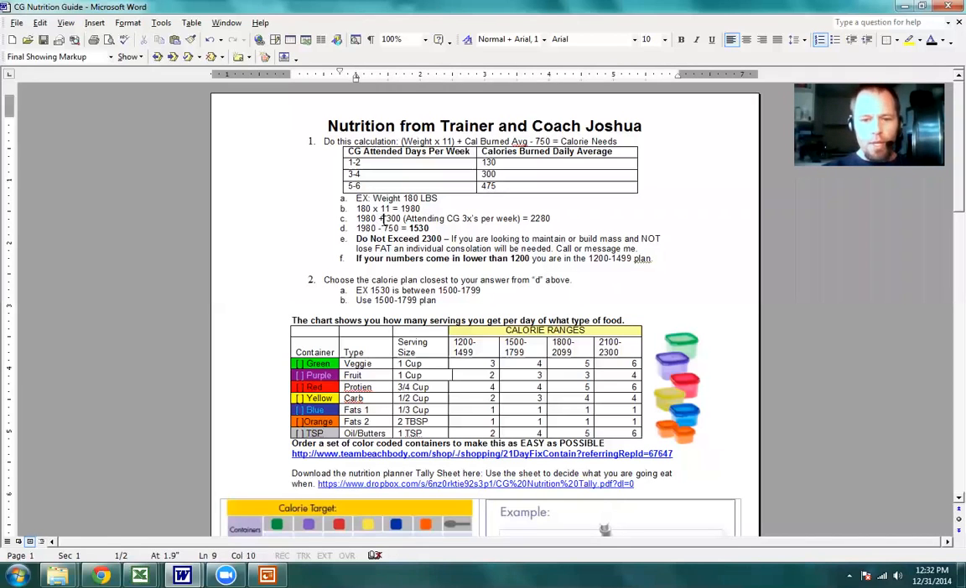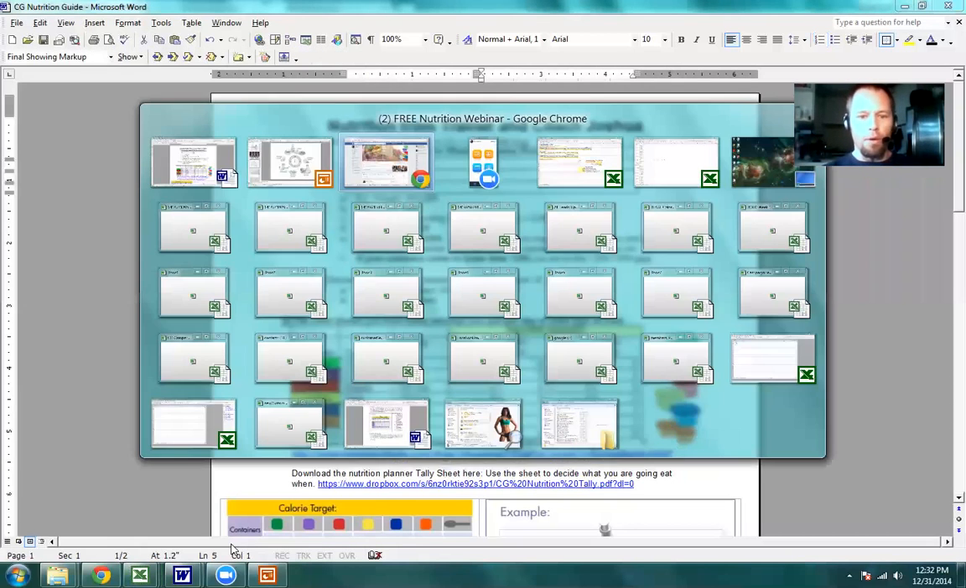Now, this is done for some of my Camp Gladiator clients, and we can adjust this according to your needs. But basically, if I'm attending Camp Gladiator three times a week, then that means I'm burning, on average, 300 calories a day. And let me pop up a spreadsheet real quick and show you how I arrived at that calculation.